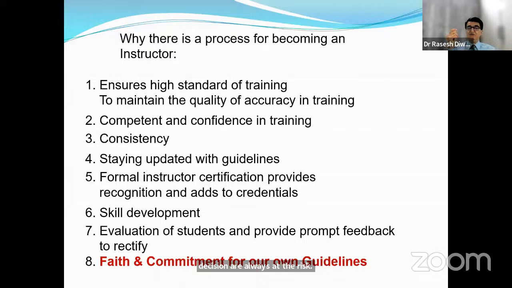Most important thing which I want to tell all existing instructors also: please create faith and develop your commitment for our own guidelines, our own Indian resuscitation guidelines. This is very, very important for all of us to understand.